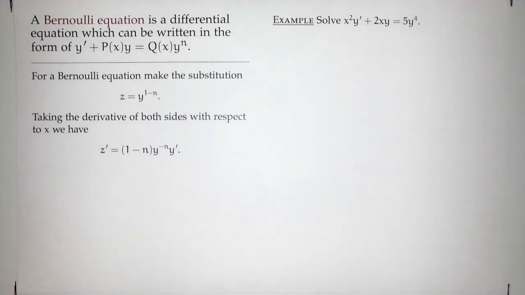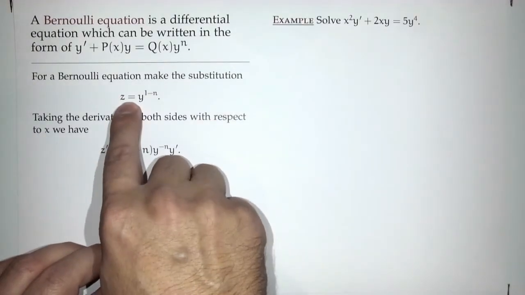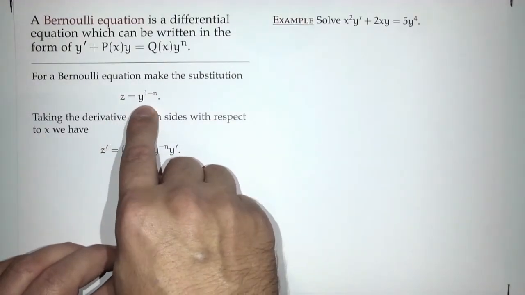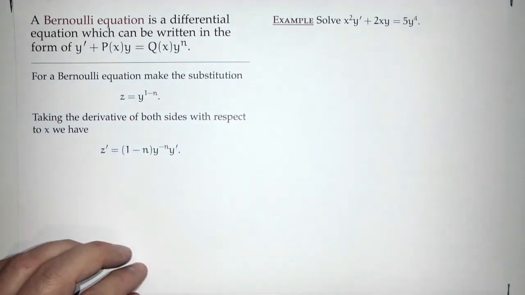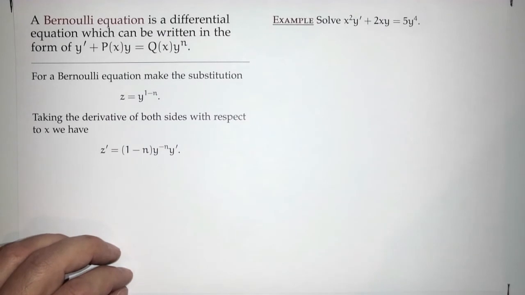But okay, so here's how it works. We're going to make a substitution. And this one, I would say, is kind of a non-obvious substitution. Now, there's two reasons I say that. That's the substitution we want to make. z equals y to the power 1 minus n. That's not obvious.